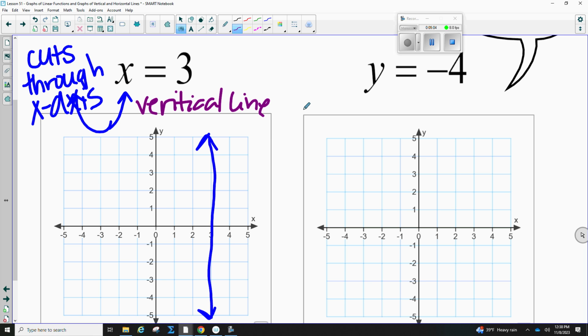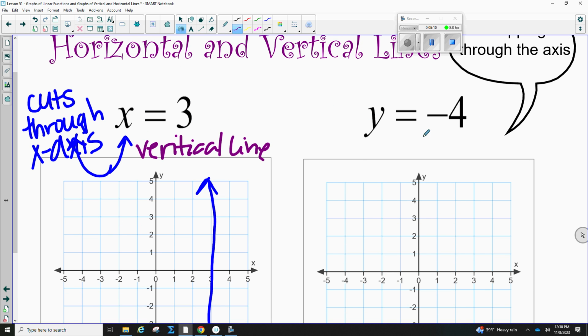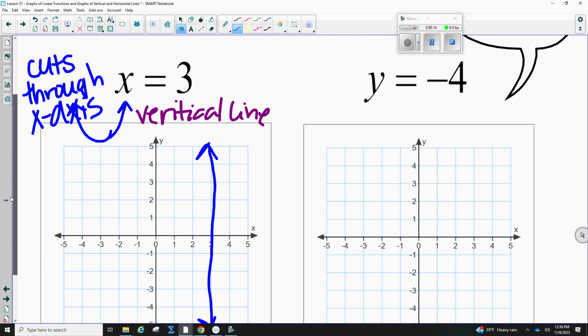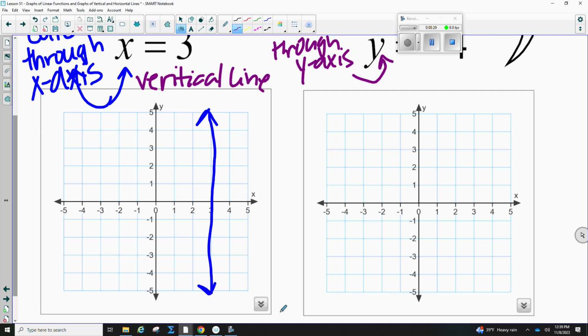So now I have y equals -4. So write down y equals -4 above your graph, okay? So this should be like your third graph. Y equals -4. What is this going to cut through which axes? Cuts through the y-axis, all right? Cuts through y-axis. So it's going this way, and it cuts through at -4.